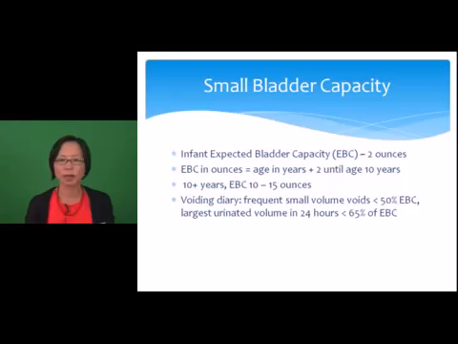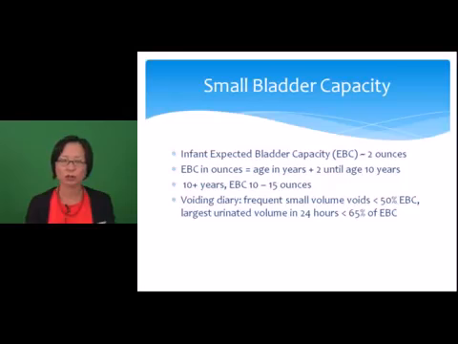The expected bladder capacity of an infant is about 2 ounces. And then this expected bladder capacity increases. And a nice rule of thumb is that for every age in years plus 2, that should be the expected bladder capacity in ounces. So if you're 6 years old, 6 plus 2 is 8 ounces, should be your expected bladder capacity. And that rule holds until you're about 10 years of age. Once you get to be 10 or older, your expected bladder capacity is about 10 to 15 ounces.